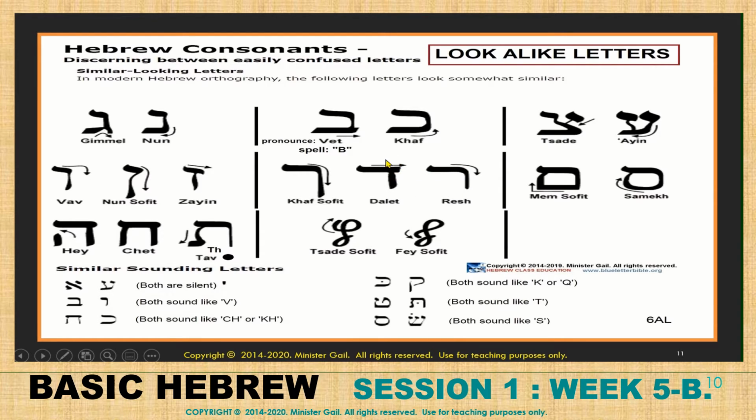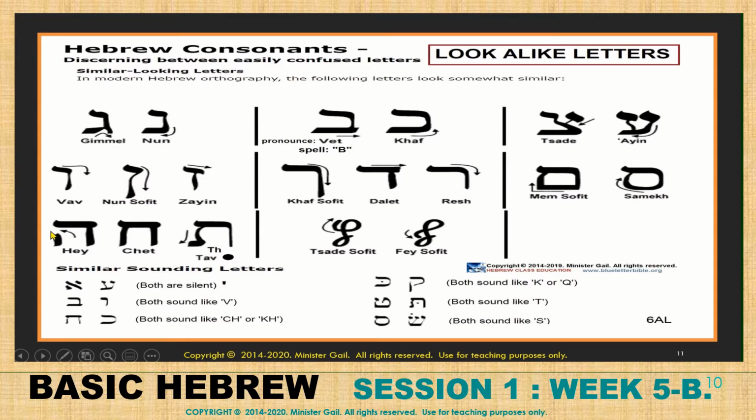Dalet has a little edge on the back for the door. Chaf, this is the sofit for chach, and it will be below the line. The tail on it will always be below the line. Then you know it's the final sofit for kh or k. Zayin looks like a seven or a sword, the handle on a sword. Nun sofit is below the line. It's bent over. And for the seed or air, that's the sword or word of God. And vav for man. It will always be here at the line. The nun will be below the line.